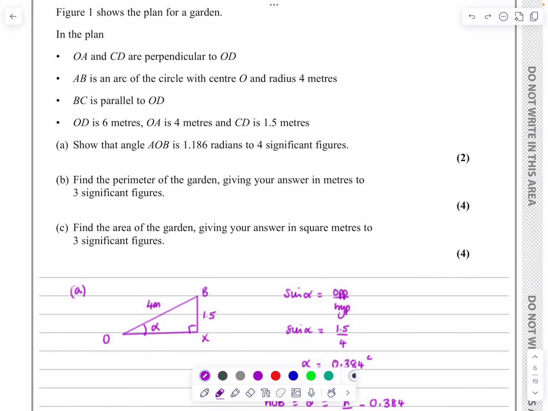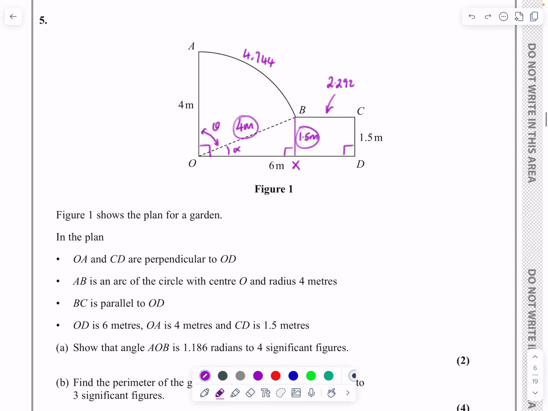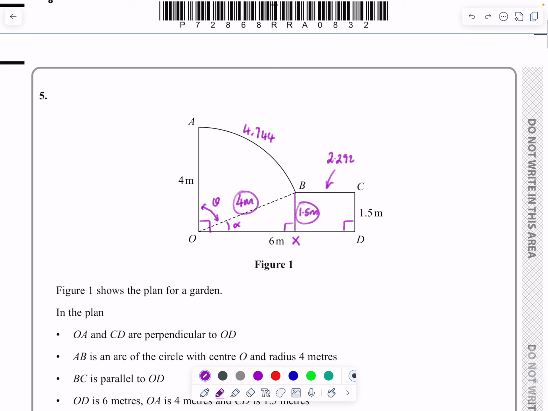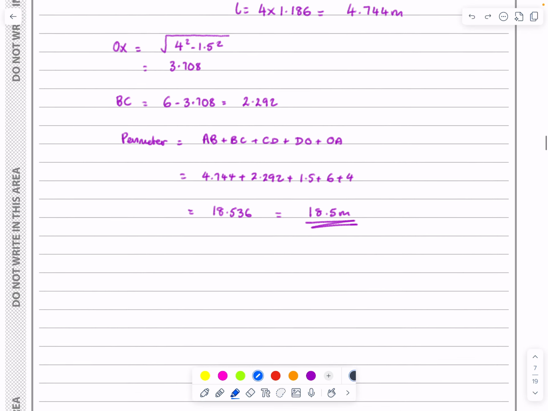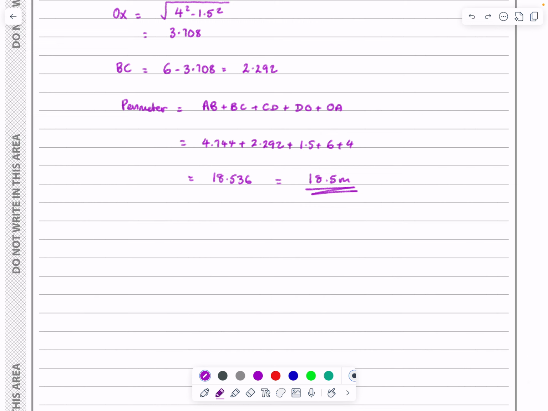Let's have a look at part C now. So part C says, can we find the area of the garden? And we want it in square meters, 3 sig figs again. Okay, so the area of the garden, now you might want to break it up differently to me, but I'm going to work out the area of the sector. And then I'm not going to do the triangle and the rectangle separately. I'm going to do this as a trapezium. I've got all the information to be able to do that. So I'd rather do that trapezium than break it down into 3 shapes. But if it makes it easier for you to break it down into 3 shapes, then you do that. I'm just not going to in this instance. Going to tell the examiner what I'm doing though.